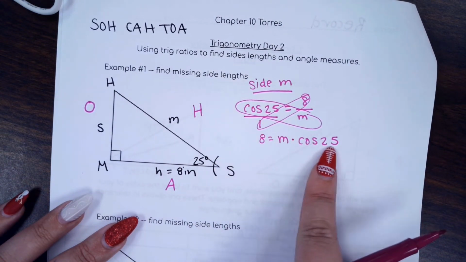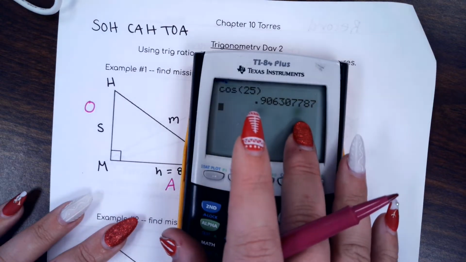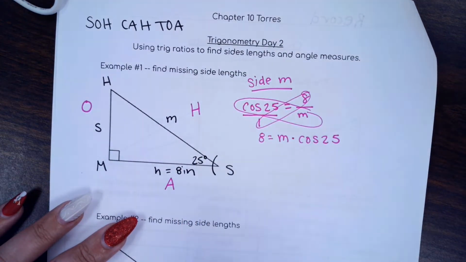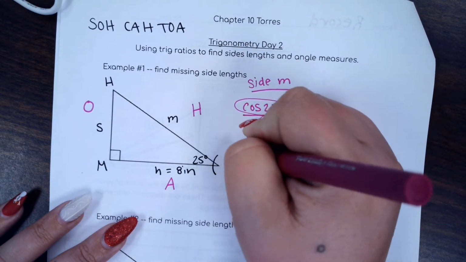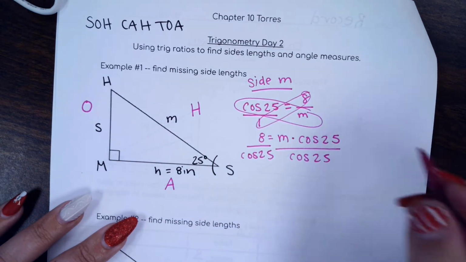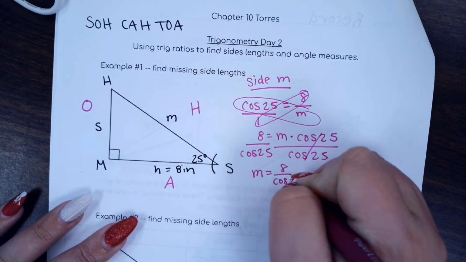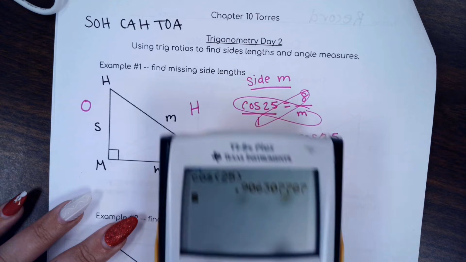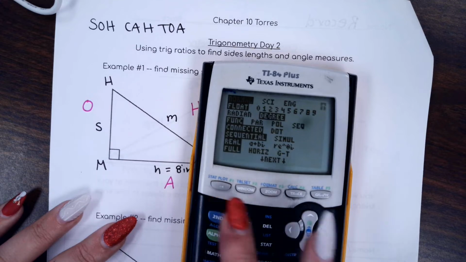Okay, now we're still looking for M, so how do we get M by itself? Well, we know cosine of 25 is just a number, right? If we typed cosine of 25 into our calculator, we would get this big long decimal. So it's just a number. We can treat it just like that. So we can divide both sides by cosine 25. So those cancel. So M equals 8 over cosine 25. And that's just a number. So we get our calculator and we do 8 divided by cosine 25. And make sure that our calculator is in degree mode, right? Hit this mode button. All right, I'm good to go.